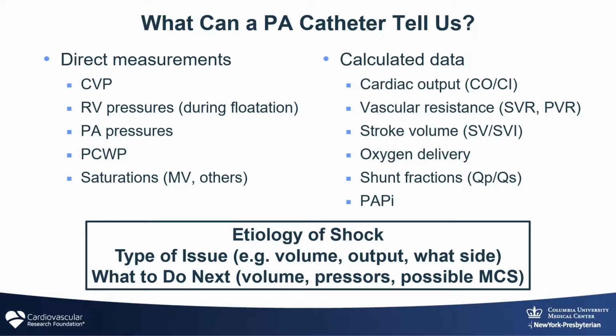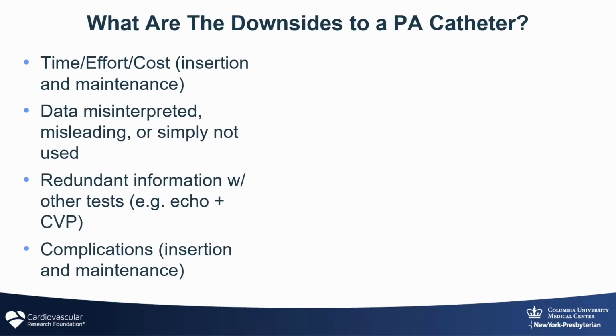And the problem with the PA line by itself is that those last two things, and even the cognitive component of it, is not what the catheter tells you. It gives you a bunch of numbers, and you have to use your brain and be a good clinician to be able to figure out what to do. And that's a really, really fundamental point about how to use PA catheters.